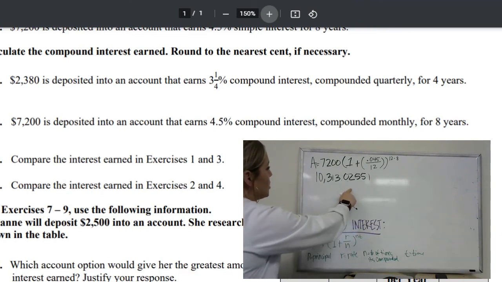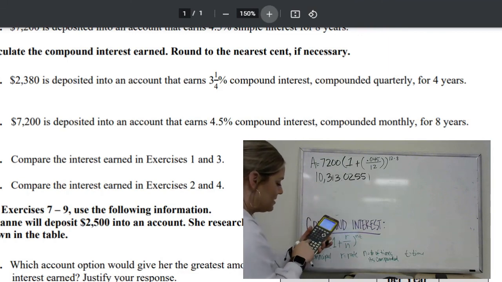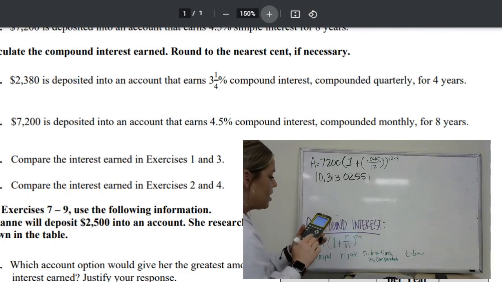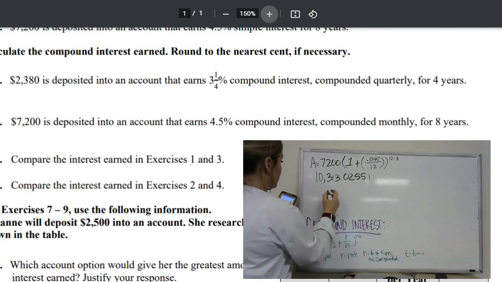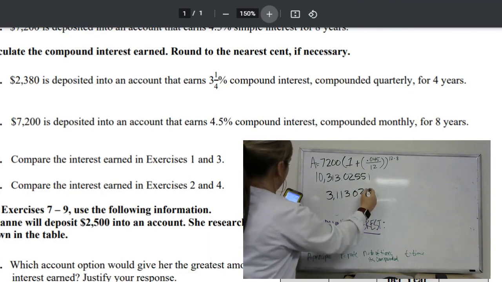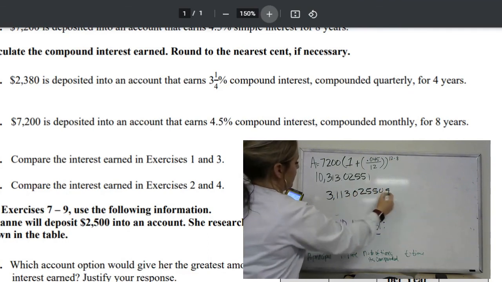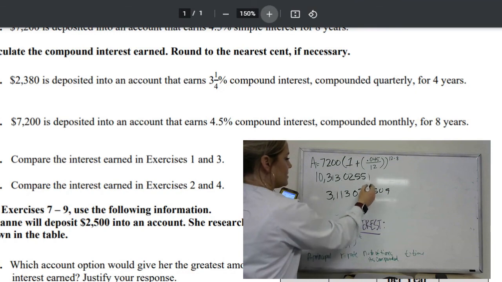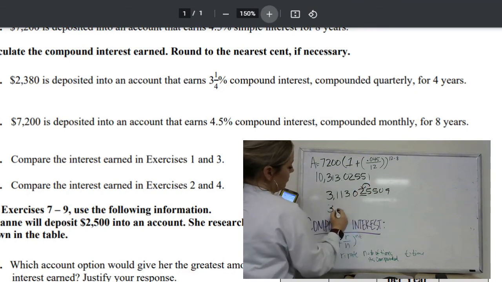All right, so we're going to subtract this minus 7,200. Okay, so in 8 years, you're going to have earned $3,113.25509. To the nearest cent, you're going to have about $3,113.03. Okay.